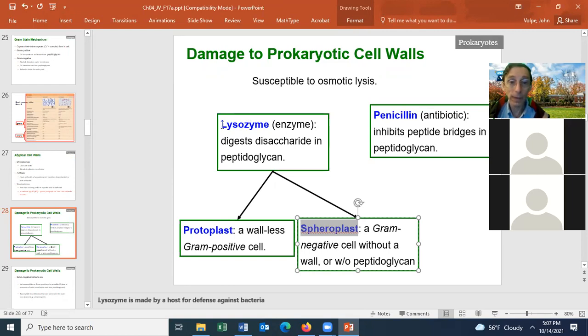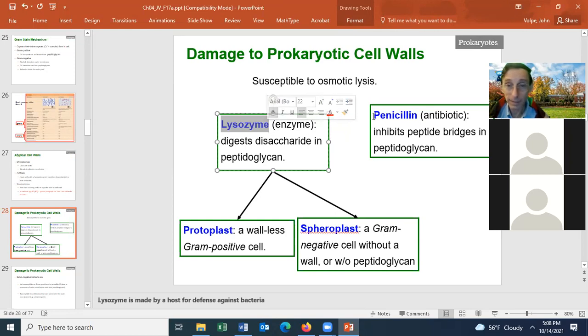Does anybody know why we have lysozyme in our skin, or on our skin, whatever you want to call it, and in the tears of our eyes? Anyone know? Anyone have a guess? Why would we have an enzyme that digests the cell wall of bacteria? Does it have something to do with salt? Yeah, it has something to do with cells, meaning the enzyme would digest the cell wall of bacteria, and then the cell would be susceptible to lysis.